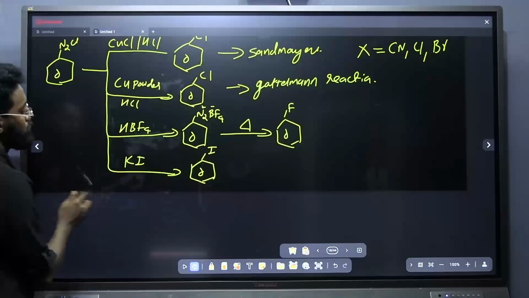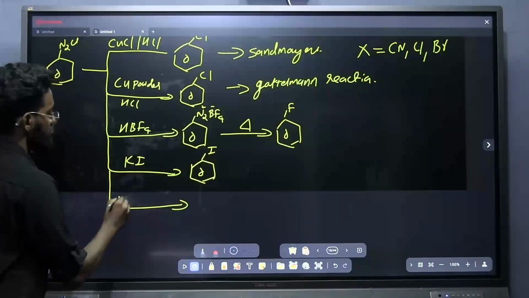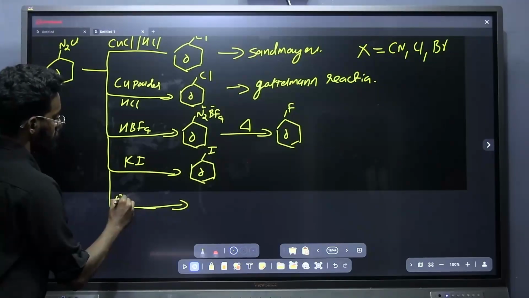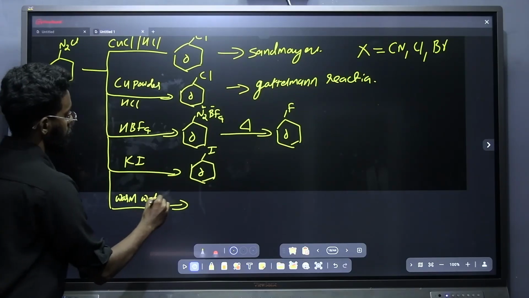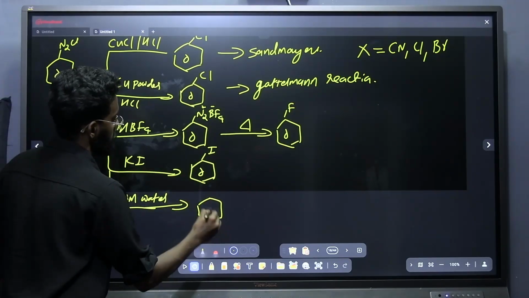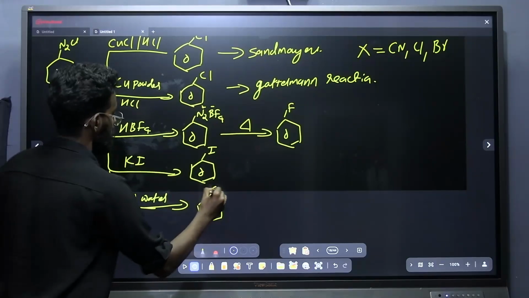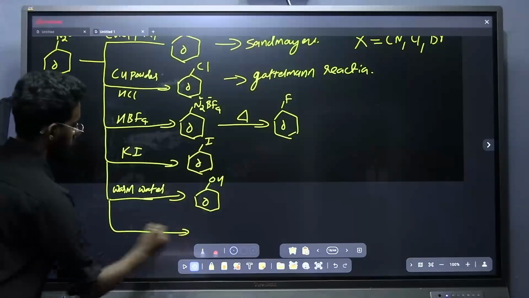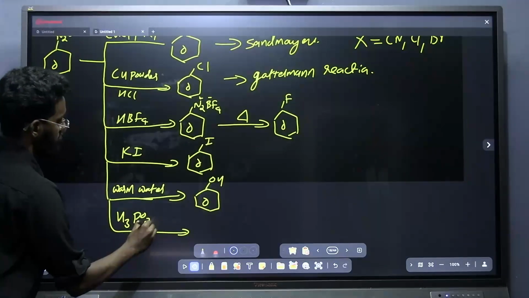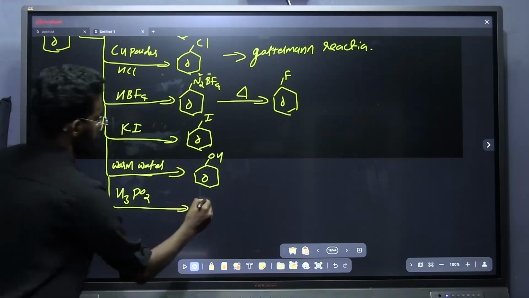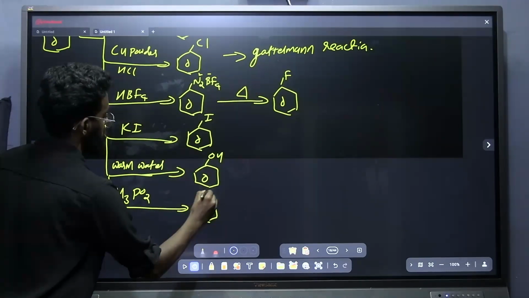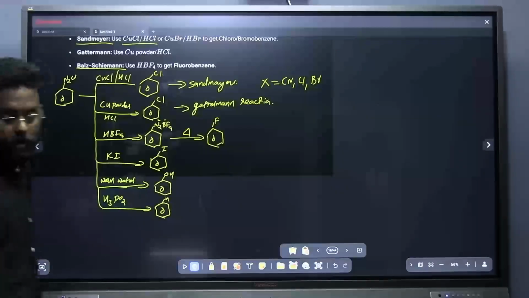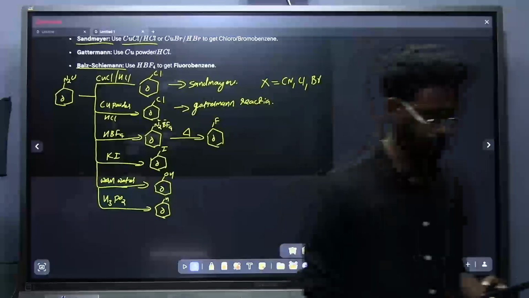Now if you want to prepare phenol, what do you have to do? You have to add warm water, and on adding warm water, I will be getting phenol. Also, one more reaction: if I am treating with H3PO2, I will be getting benzene. So these are the important reactions you can note down for diazonium chloride. Any of these can be asked in the exam. Note down, all of you.